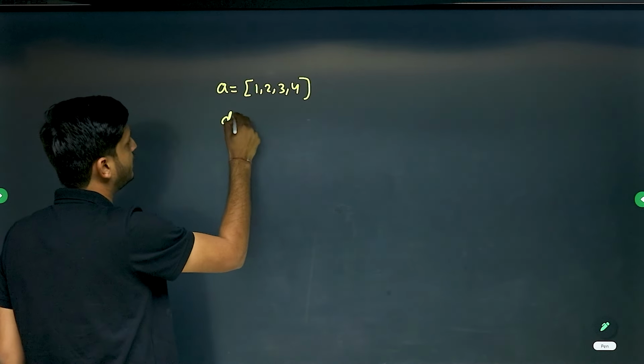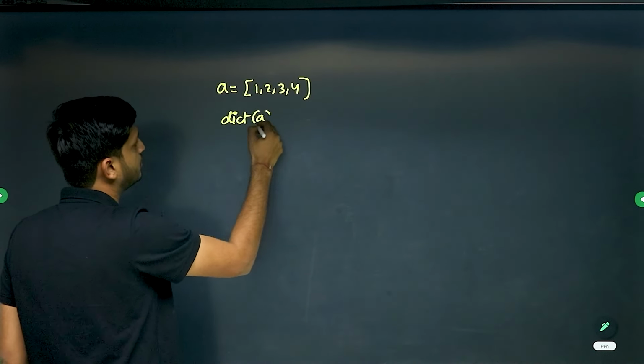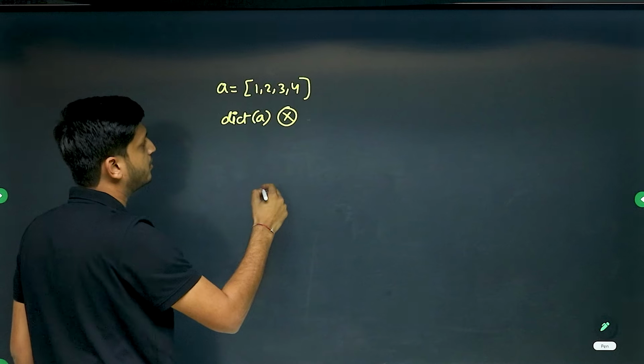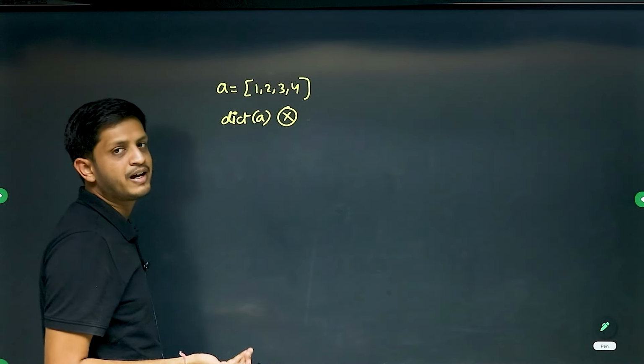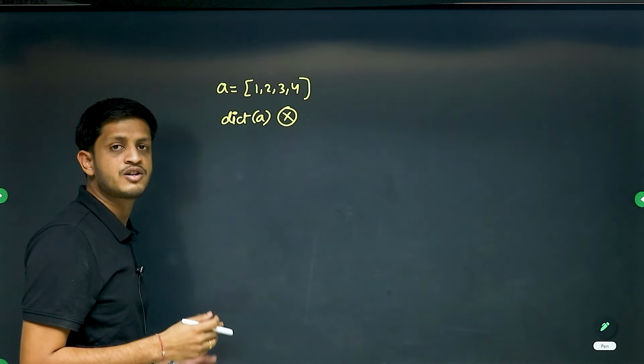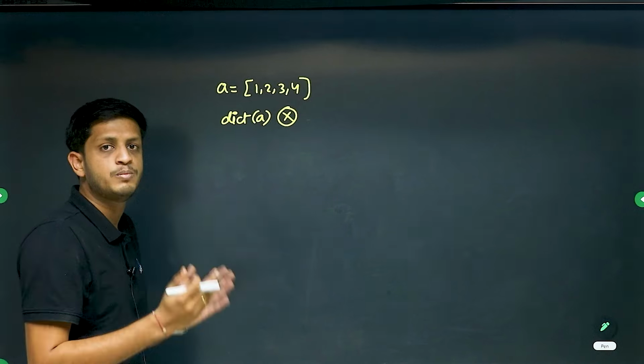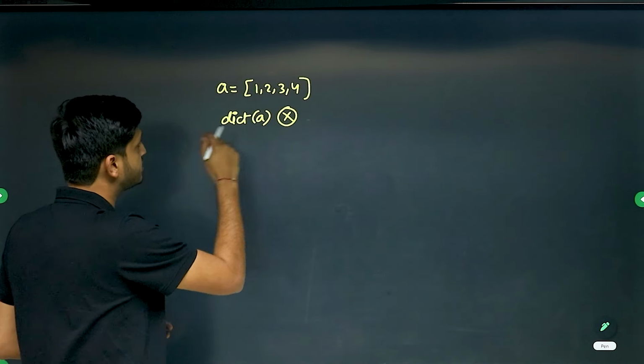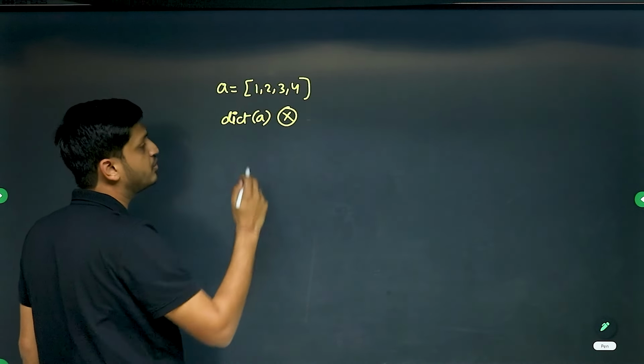And if you just write dict A, this doesn't make sense, right? This will give you an error. Because what is the key and what is the value here? Dictionary is a collection of key value pairs. You need key and value both. And that is why you cannot just create a dictionary with any iterable of values.